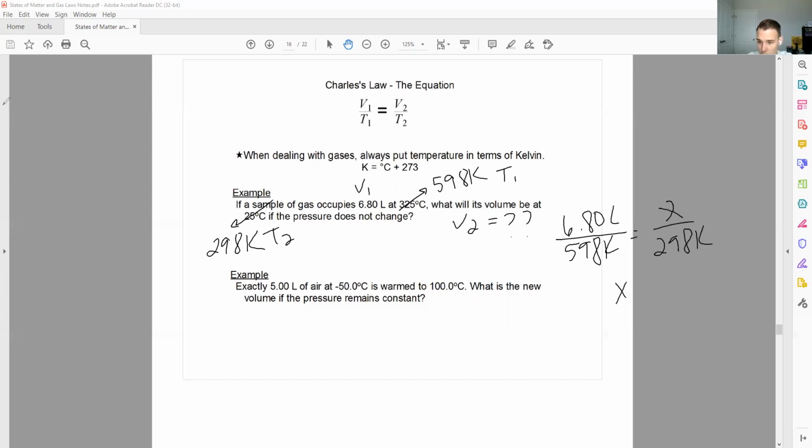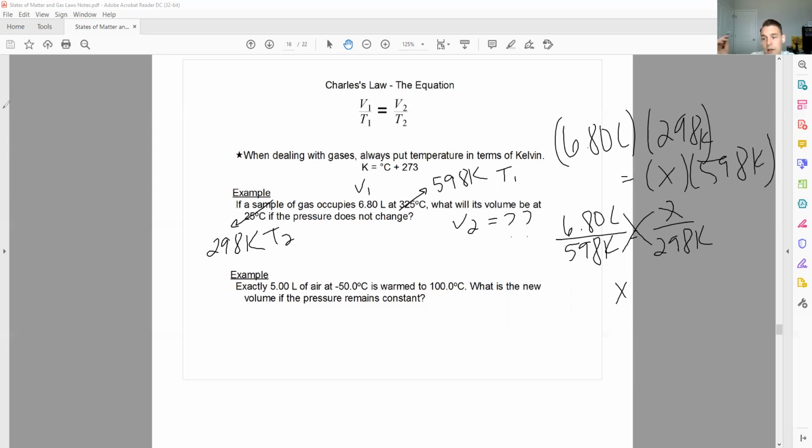In order to solve for this problem, you cross multiply. So it would be 6.80 liters times 298 Kelvin is equal to X times 598 Kelvin. Divide both sides by 598 and you'll get your final answer, which is 3.39 liters. Every number that I used in my calculation had 3 sig figs, so my final answer needs 3 sig figs. Pretty simple, okay? Like I said, gas laws should not be difficult. If you know your equation, you're just plugging the information in and doing your calculation.